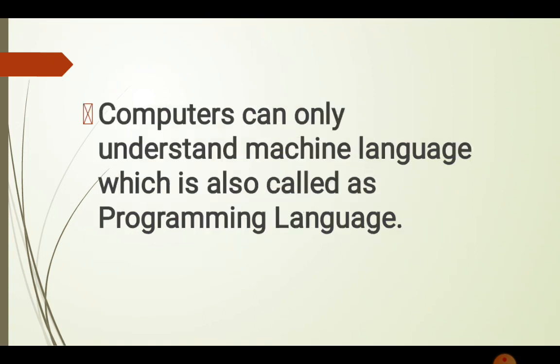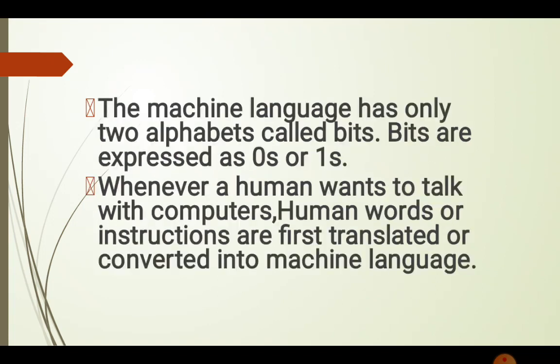Students, let me tell you that computers or machines, or all other digital devices, can only understand machine language, which is also called a programming language. This machine language has only two alphabets, called bits. Bits are expressed as zeros or ones.